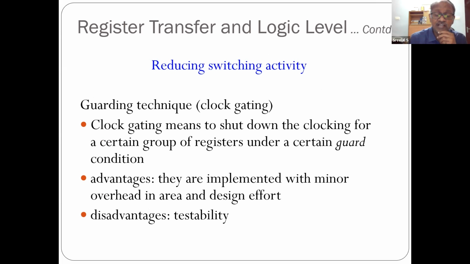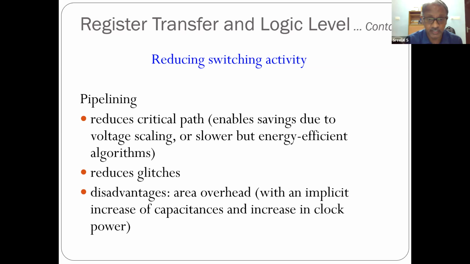So reducing switching activity, one of the factors which we mentioned, how do we reduce the switching activity? Basically, it can be done by a guarding technique called clock gating. Clock gating basically means to shut down the clocking for a certain group of registers under a certain guard condition. That is, when a particular guard condition is activated, we can shut down a group of registers. They need not be clocked. Advantages: they are implemented with minor overhead in area and design effort, and the disadvantage is testability. That is, how do we test it?